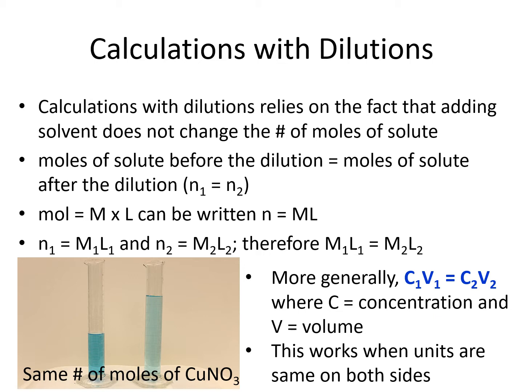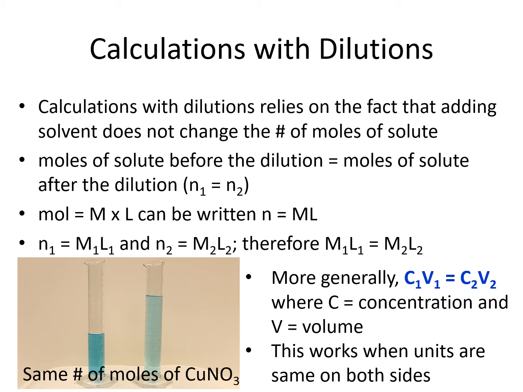Sometimes we abbreviate moles as n, like number of moles. n1 moles of solute before the dilution equals n2 moles of solute after the dilution. We can also abbreviate our rearrangement of our molarity equation. Moles equals molarity times liters. We could write this as n equals ML. This equation is going to be true for a variety of different circumstances. Moles equals molarity times liters in circumstance number 1, so n1 equals M1 times L1. Moles equals molarity times liters in circumstance number 2, so n2 equals M2 times L2.